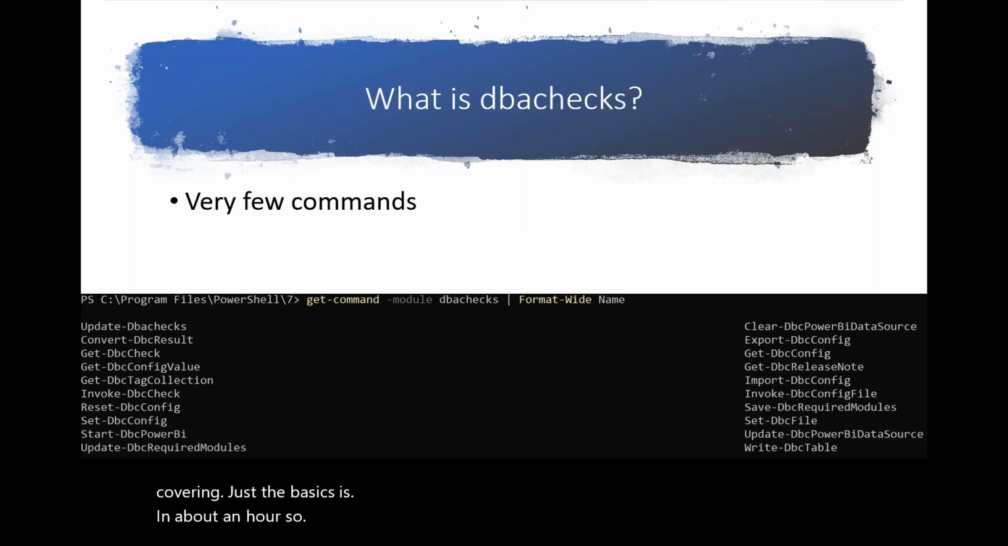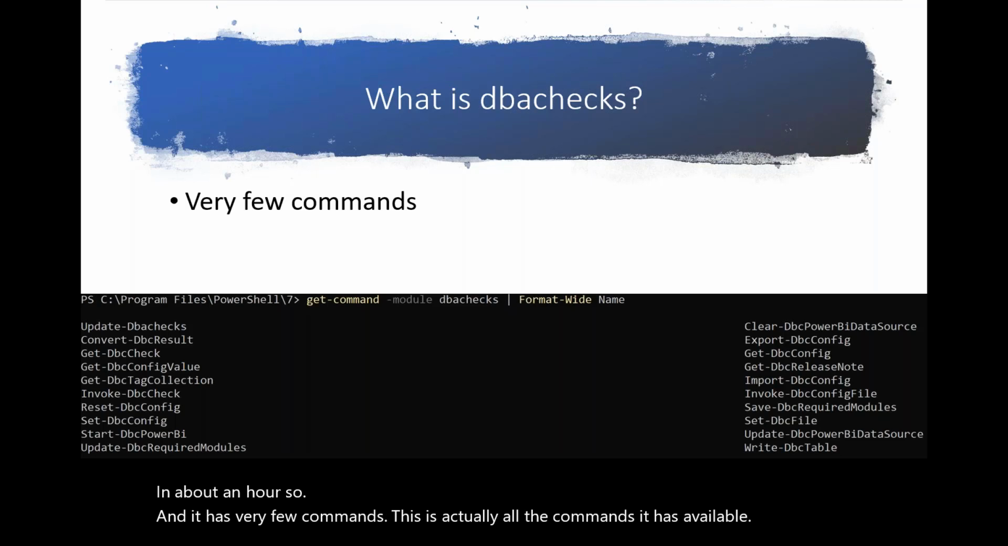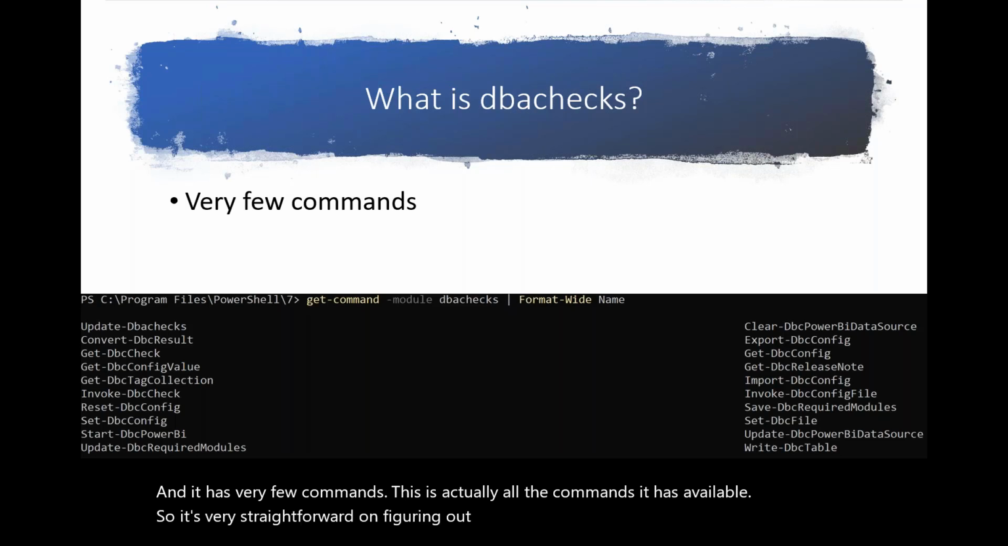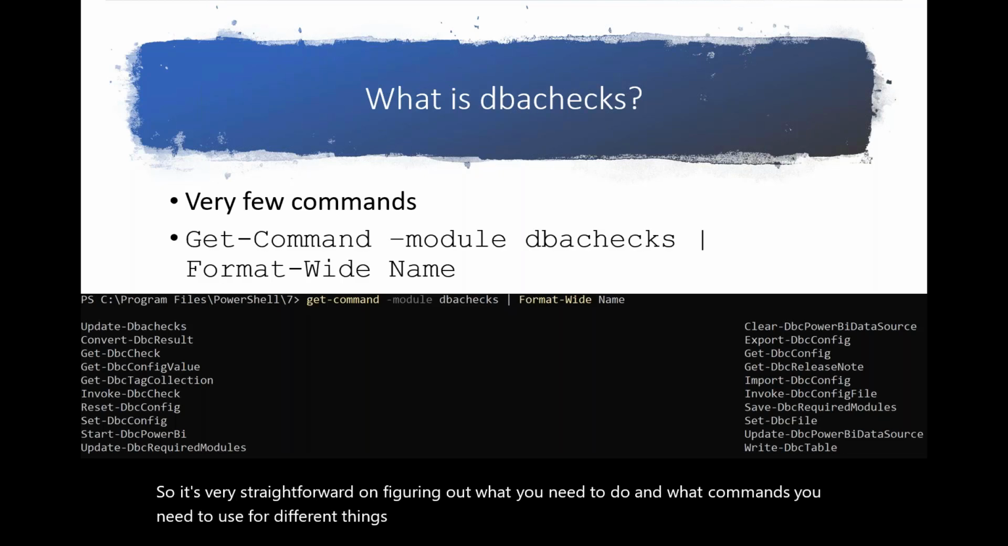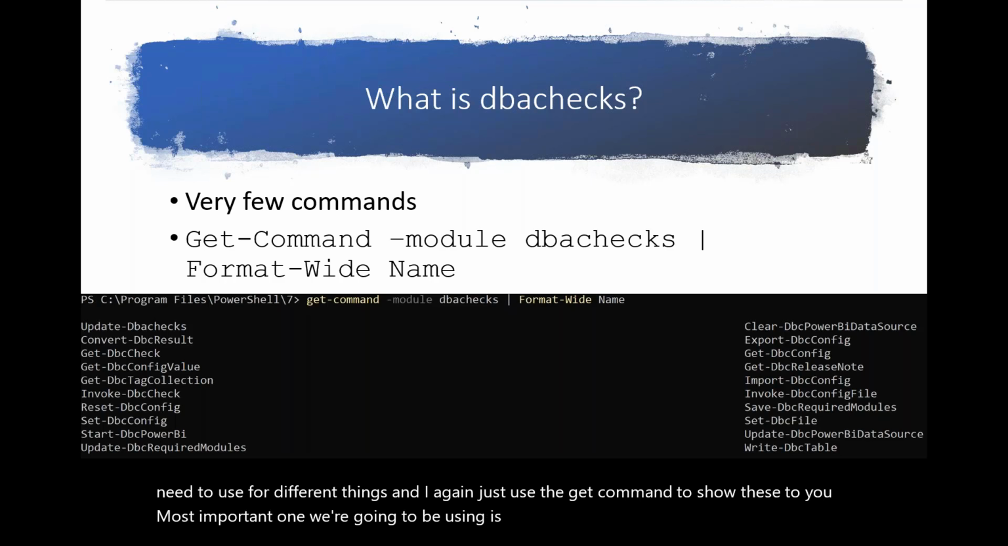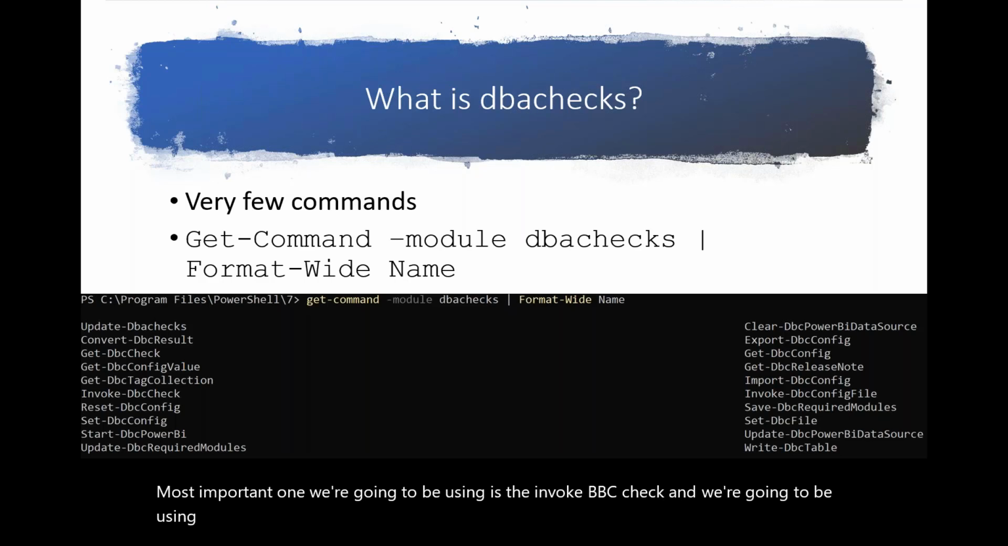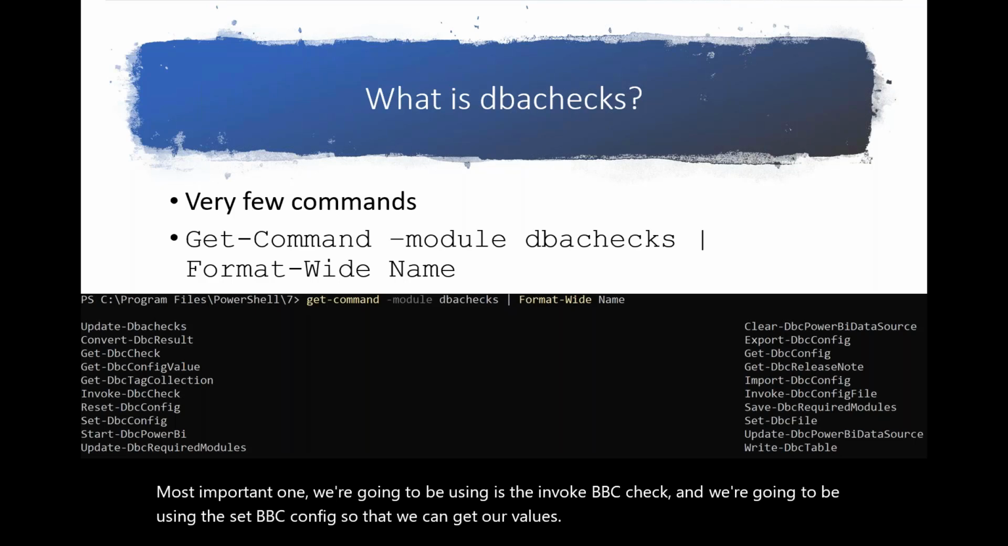It has very few commands. This is actually all the commands it has available. So it's very straightforward on figuring out what you need to do and what commands you need to use for different things. And I, again, just used the git command to show these to you. The most important one we're going to be using is the Invoke-DbcCheck, and we're going to be using the Set-DbcConfig so that we can get our values and set them to what we want for our environment.